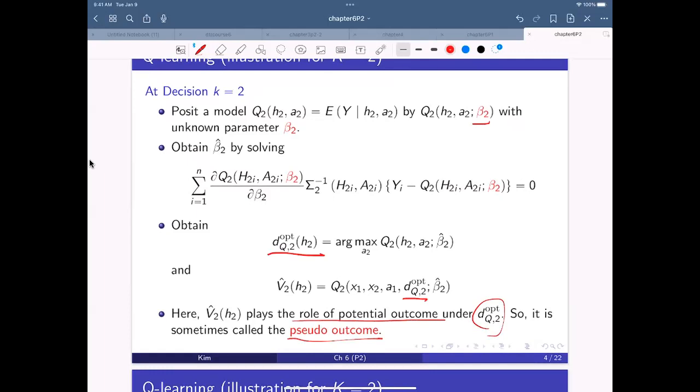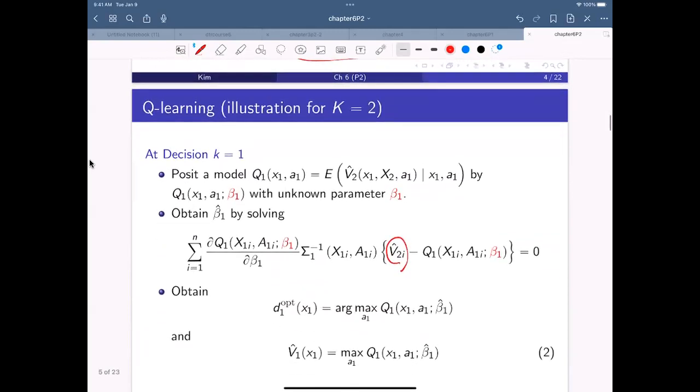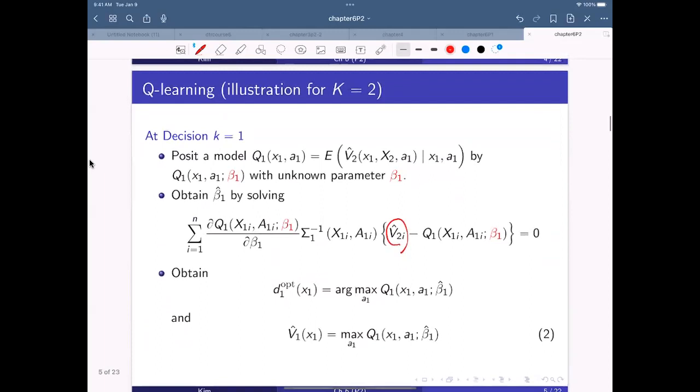Because here we observe the outcome Y already, so it's no problem for K equal 2. But for K equal 1, we don't observe Y. So we use this value function as if it is an outcome and apply regression. The meaning of this regression is not the same as the usual regression. The conditional expectation here is the expected Y at the best decision at K equal 2.